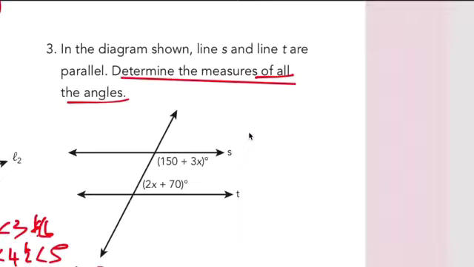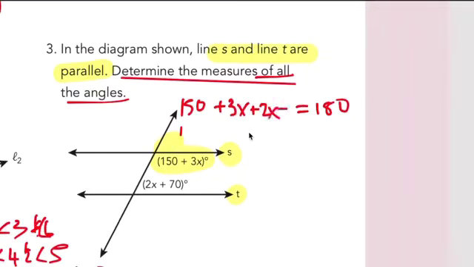Okay. S and T are parallel. Notice they say that, that's important. Therefore, these two angles, same side, they add up to 180, okay? So whatever it is, it adds up to 180. What adds up to 180? 150 plus 3x and 2x plus 70. They add up to 180.